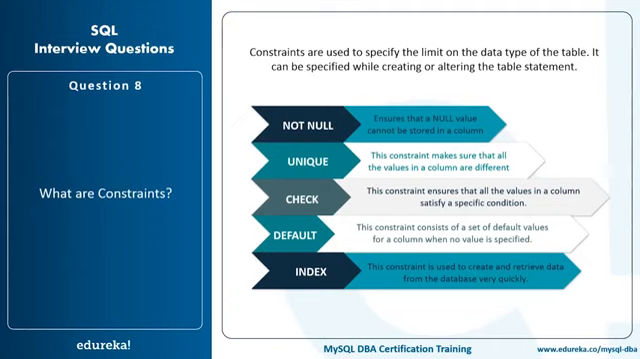Moving on to the next constraint, that is the unique constraint. This constraint makes sure that all the values in the column are different. So if you need to make sure that in a column you have unique values for each and every row, then you can use this particular constraint.